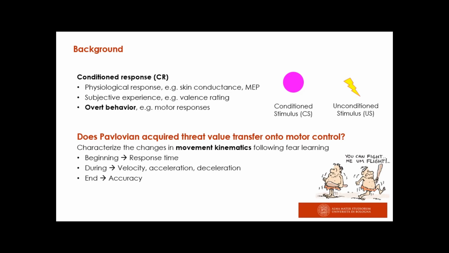And here in particular, the question that we wanted to answer was whether Pavlovian acquired threat value transfers onto motor control. So how threat value acquired through Pavlovian learning influences overt behavior. What we did was to characterize changes in movement kinematics after fear learning or threat learning at the beginning, during, and at the end of a movement that we have to perform on the conditioned stimulus.